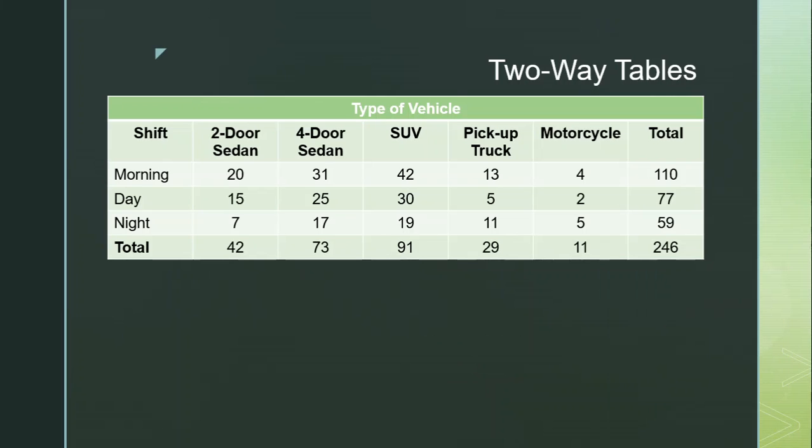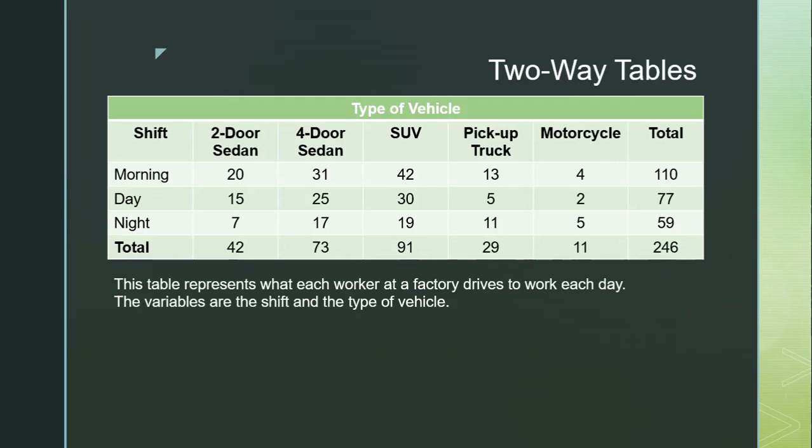So this is an example of a two-way table. On this table, we've got some random factory, and they're keeping track of what each worker at the factory drives to work each day. A two-way table is a really nice way to represent something that has two variables. Our variables here are the shift. Do they work the morning shift, the day shift, or are they working overnight? And the other variable is the type of vehicle they drive. So we've got a bunch of different types of vehicles here.